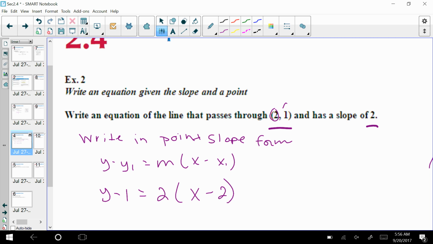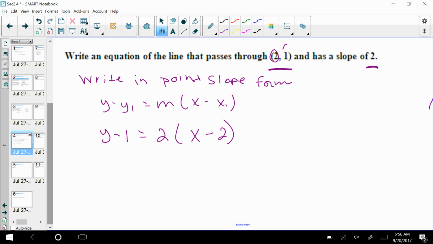And now we can use algebra to solve for y equals. So y minus 1 equals 2x minus 4. Then we add 1 to both sides, so y equals 2x minus 3.